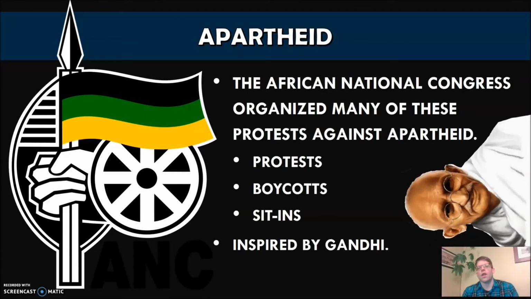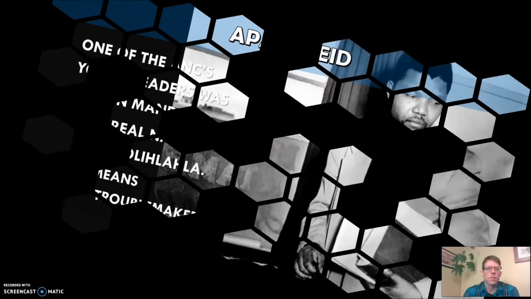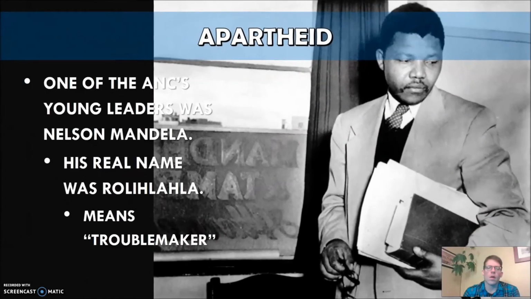So eventually, the African National Congress organized, and this was a group that set out to protest apartheid. They would organize protests, boycotts, and sit-ins. Their actions were inspired by Gandhi in India. One of their young leaders was a man named Nelson Mandela. His real name was Rolihlahla. I'm sorry, I don't know how to pronounce it.